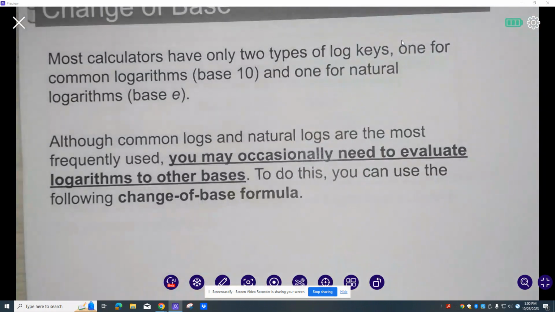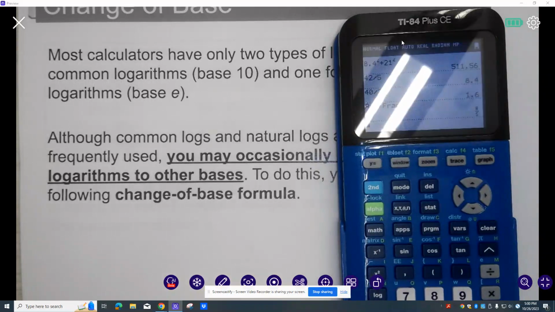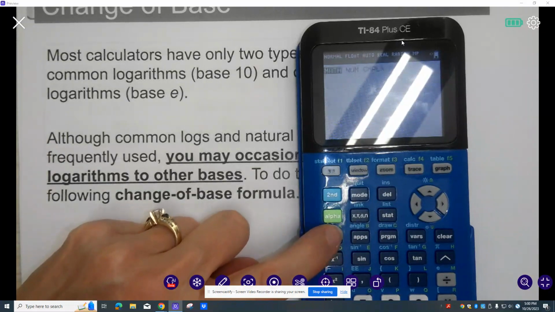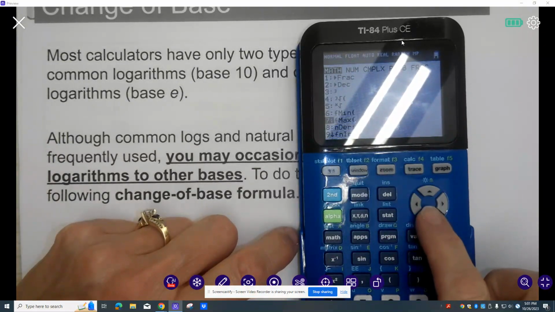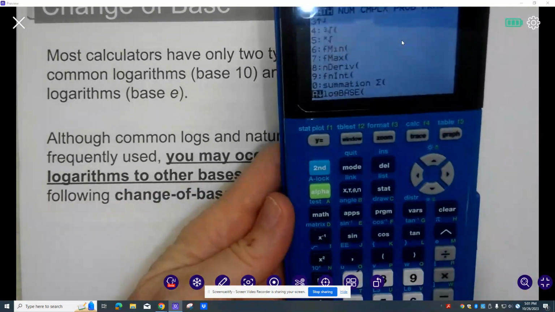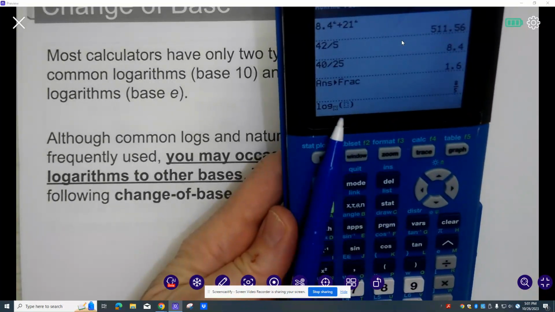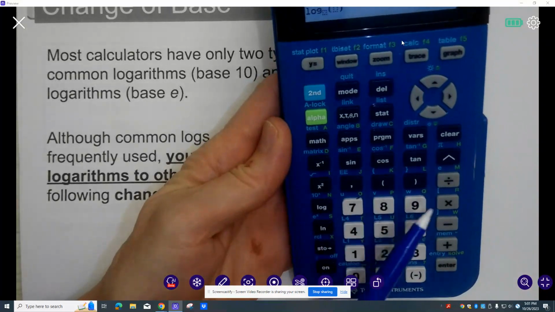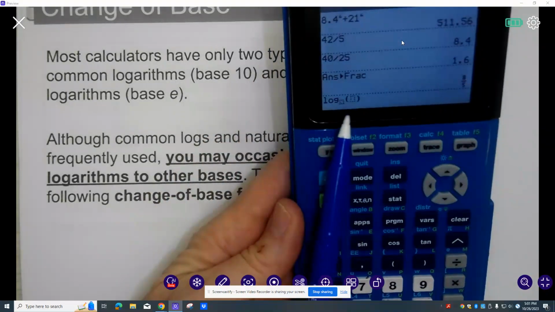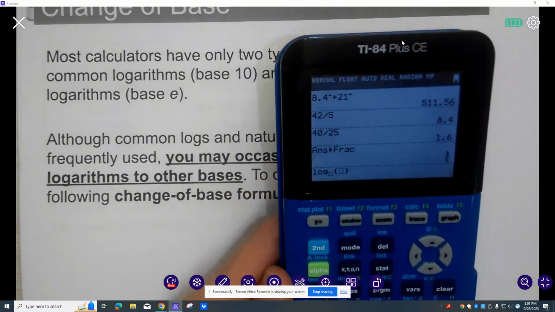Okay, change of base. I think you probably learned this in Algebra 2. A lot of your calculators will do different bases, like an 84. If you go to math, and then you go down until it says log base, right here, and if I hit enter, I can put any base in here. Remember, the log button right here is base 10. Math, I think it was A, will let you do change of base on an 84.